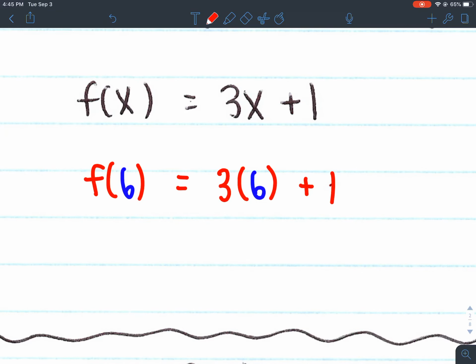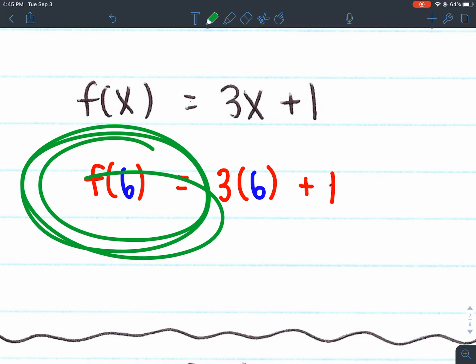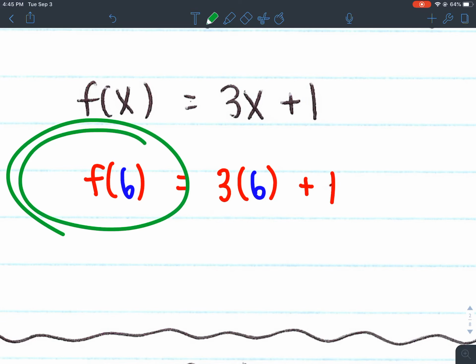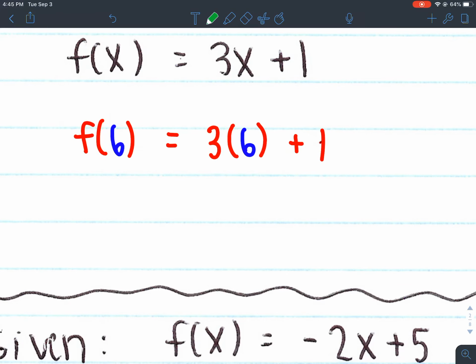Now, let's talk about this. This side right here literally means nothing. It's kind of irrelevant because what it's basically saying is, hey, I'm plugging in a 6 into my function. It doesn't do anything. You're not solving or simplifying anything over there. It's not f times 6. It's just saying, hey, x is 6. I'm plugging it in. That's all you're doing. So it's kind of irrelevant for our purposes currently.